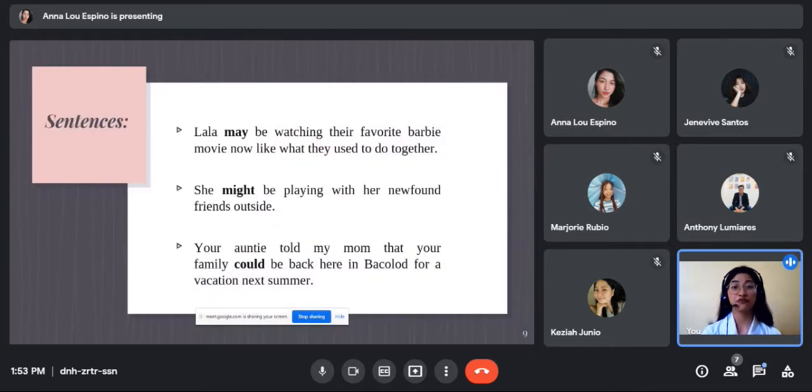These sentences that I have here are from the letter that Viv just read a while ago. Number one: Lala may be watching their favorite Barbie movie now, like what they used to do together. So the modal verb used is may, right? Associating it with possibility, meaning there is a possibility that Lala is watching their favorite Barbie movie now. Do you get it? Yes, ma'am. Okay, very good.